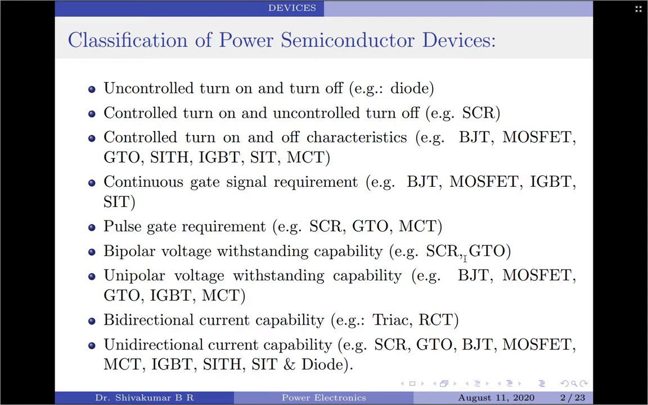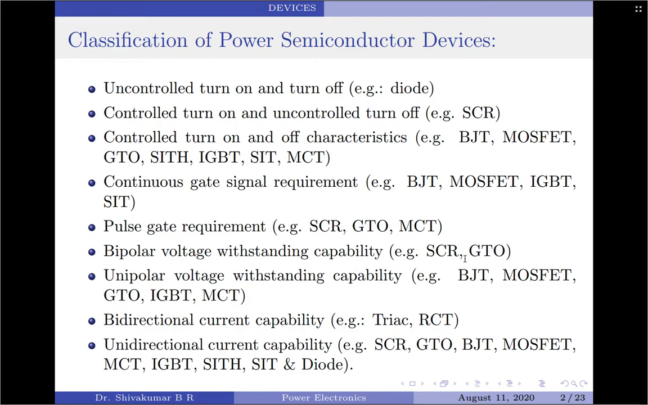Next is the pulse gate requirement. We just discussed this in the SCR category. SCR would not require a continuous gate voltage. It would only require a very small pulse at its gate terminal to turn it on, and after that you can remove the control signal, which is the gate voltage here. So SCR therefore can be categorized under a pulse gate requirement device.